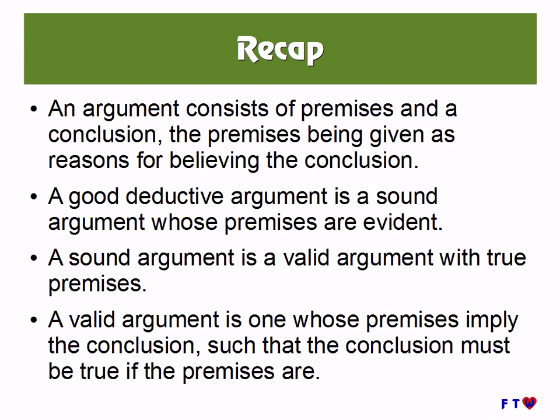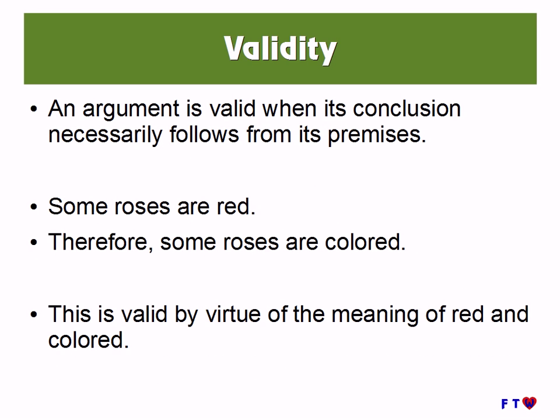Let's recap what we learned from the previous video on good arguments. We learned that an argument consists of premises and a conclusion, the premises being given as reasons for believing the conclusion. And a good deductive argument is a sound argument whose premises are evident. A sound argument is a valid argument with true premises. And a valid argument is one whose premises imply the conclusion such that the conclusion must be true if the premises are. So let's take a closer look at validity, which will be the main topic of this video.